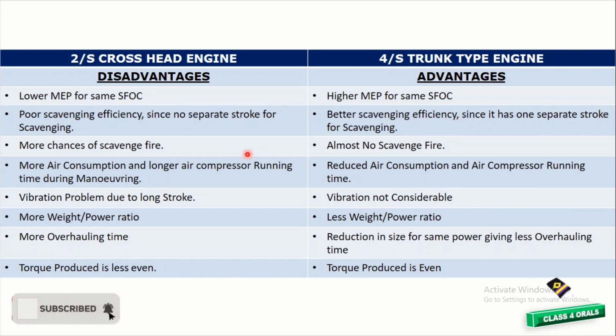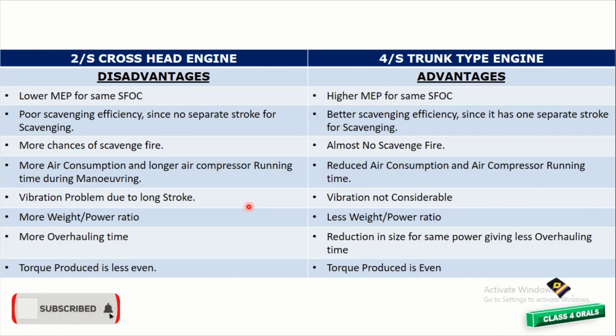The 2-stroke crosshead engines have more chances of scavenge fire, while there is almost no scavenge fire seen in the 4-stroke trunk type engine. The disadvantage of the 2-stroke crosshead engine is the more air consumption and longer air compressor running time during maneuvering, while reduced air consumption and air compressor running time is seen in the 4-stroke.